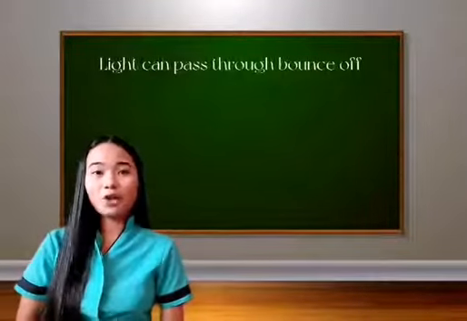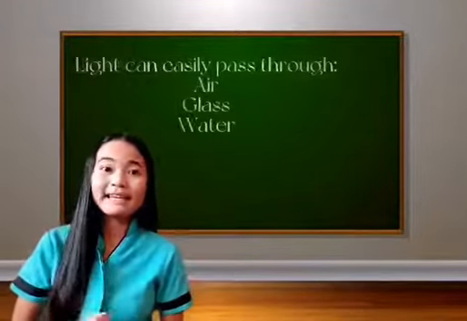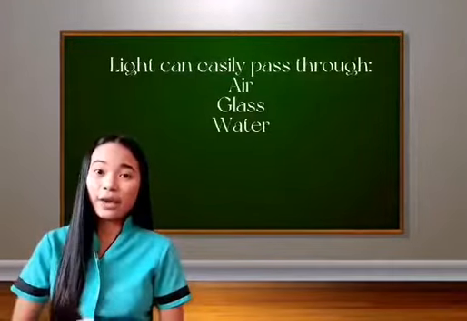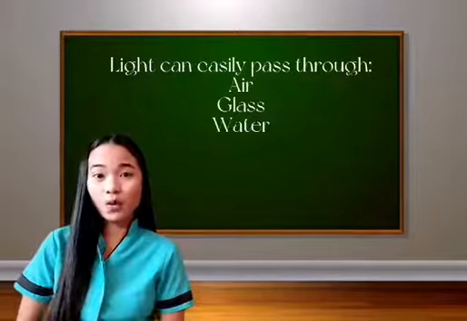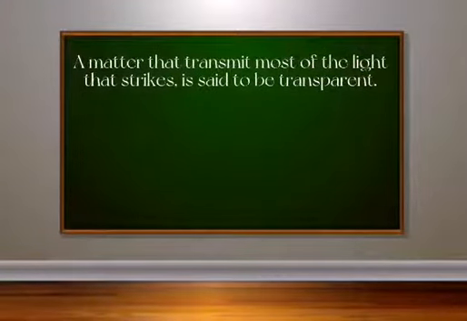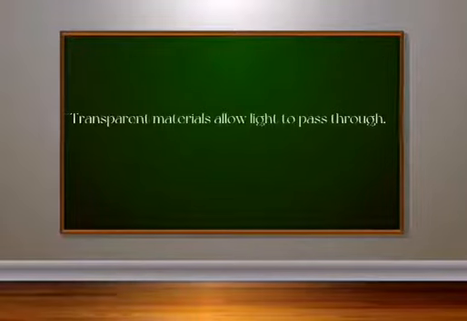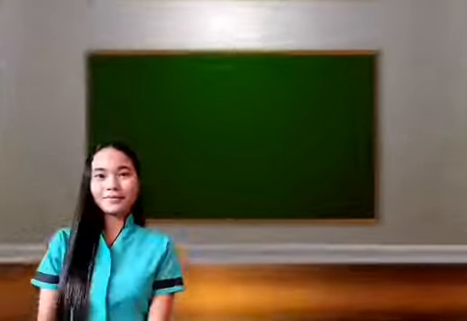Light can bounce off or be absorbed by matter. It can easily pass through air, and it can also pass through glass and water. A matter that transmits most of the light that strikes it is said to be transparent, and transparent materials allow light to pass through so you can clearly see the object through them.